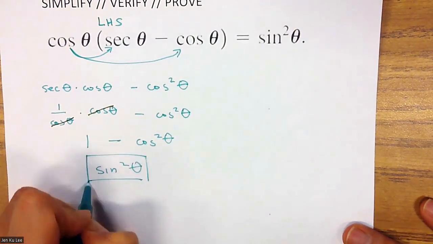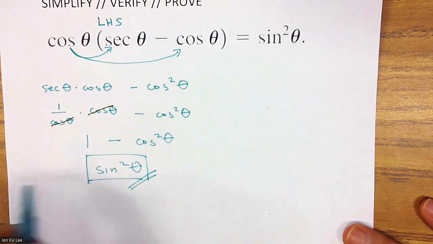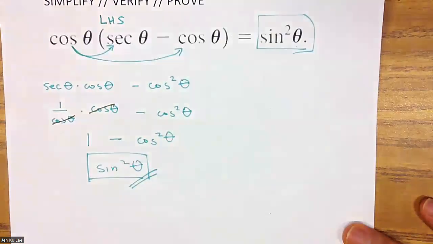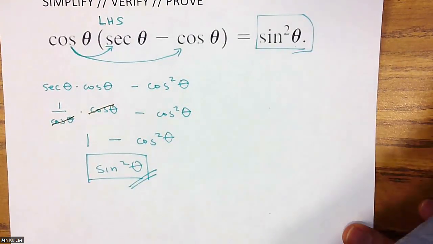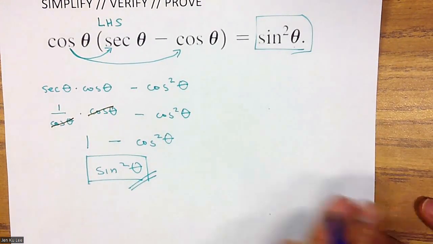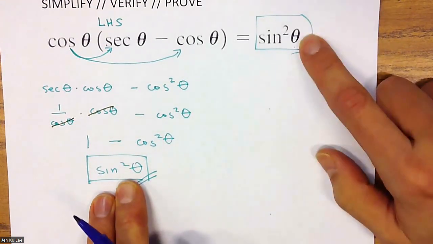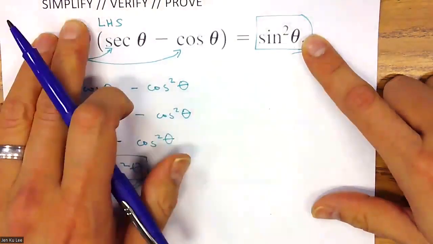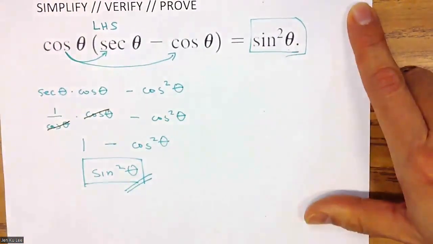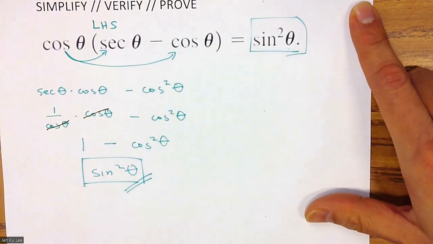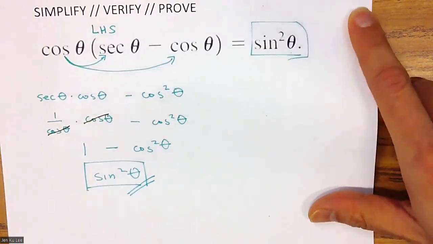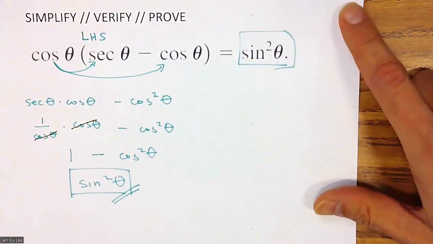And once you get to the right-hand side, you're done. Now I proved that this equals this. I started here. I proved that it equals my right-hand side. So we're done. Does that make sense?